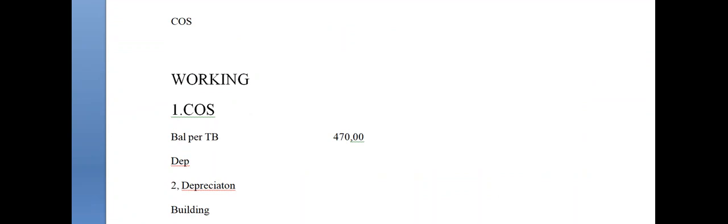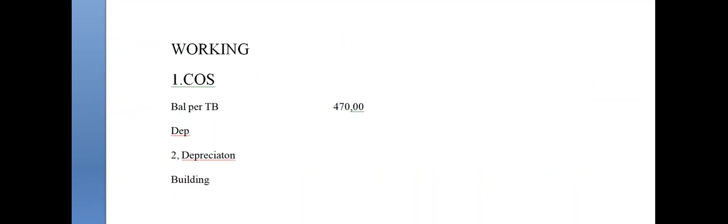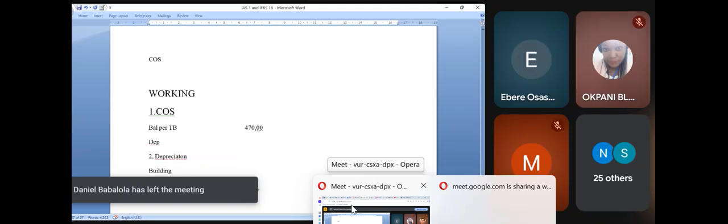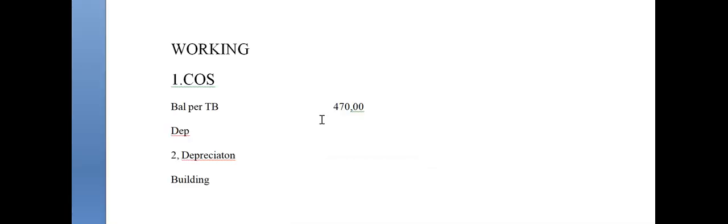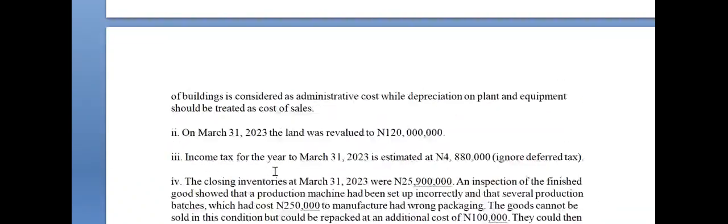Please mute your mic. You are making noise. He said what? She said there are 2 buildings there. Go up again. I saw land and building. I saw another building again.